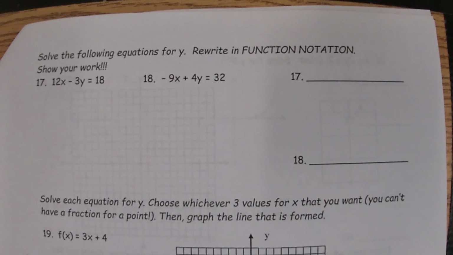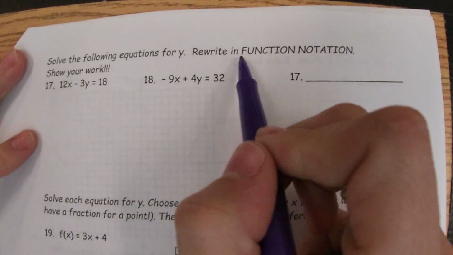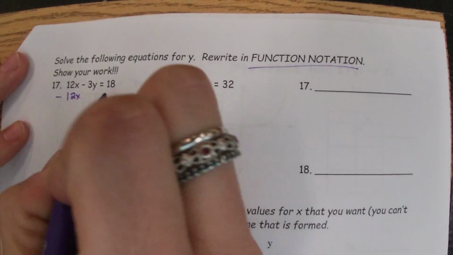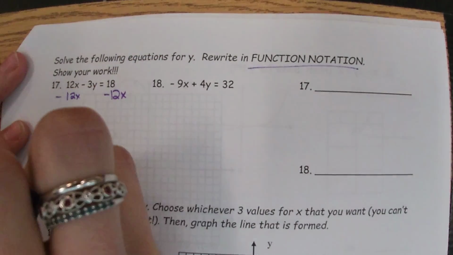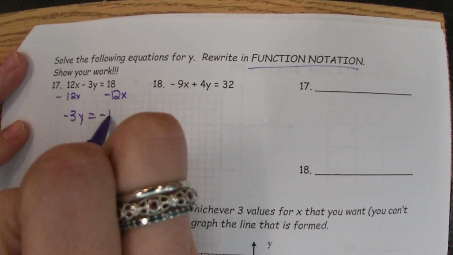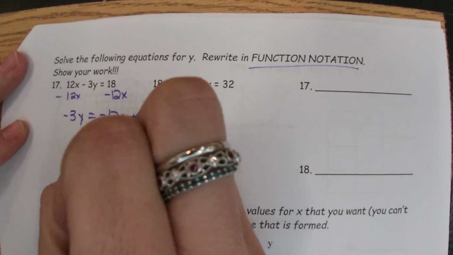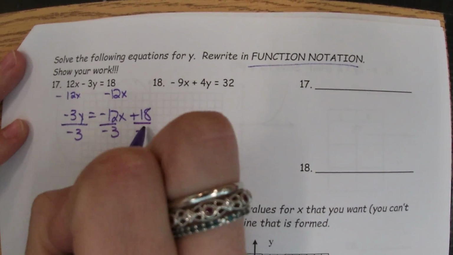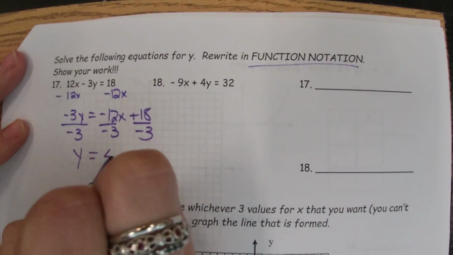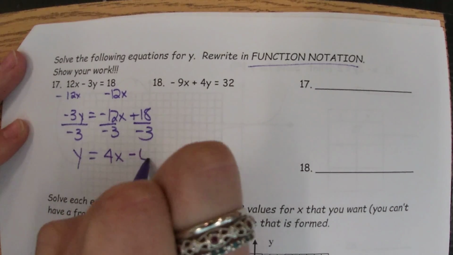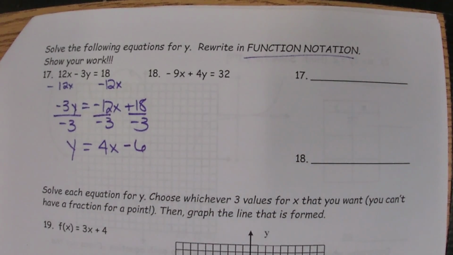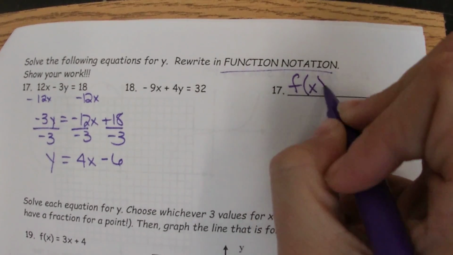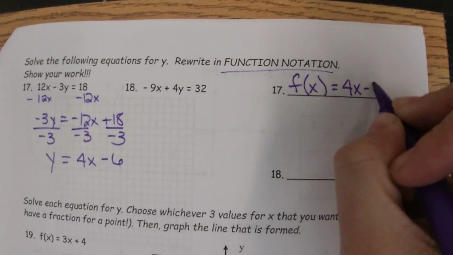Number 17, the instructions say to solve for y and to rewrite it in function notation. So our x and y are together, so we're going to move that 12x first. And we'll divide by the -3. Okay, but when we go to write our final answer, we want it to be in function notation, so we'll want f of x equals 4x minus 6.